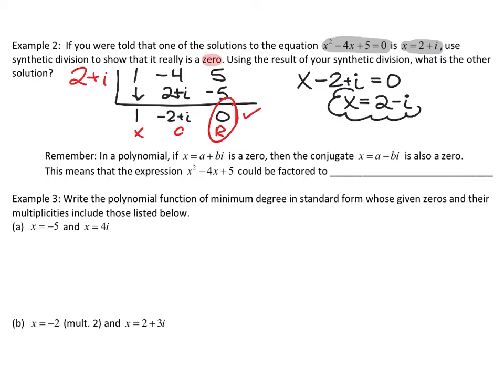That's our other solution here, which is exactly what we know based on that complex conjugate: if I have 2 plus i, I have to have 2 minus i as one of my other zeros. That's this conjugate theorem right here. So we know that the expression x squared minus 4x plus 5 could be factored to the following: x minus (2 plus i), that's the 0 they gave me, and x minus (2 minus i), which is the 0 we found using either the theorem or this synthetic division.